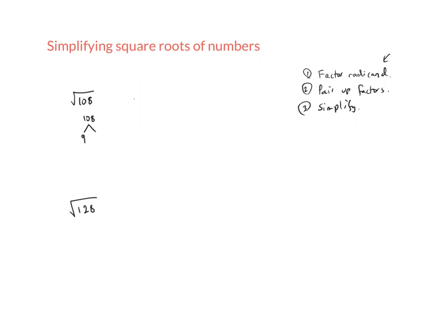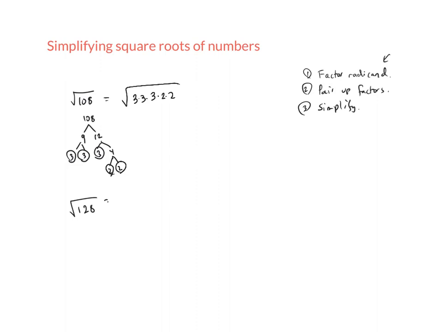9 goes into 108 12 times. Neither of those is prime, so I'm going to keep factoring. 9 is 3 times 3, 12 is 3 times 4, 3 is prime, so is that one, so is that one, 4 is not, so I need to factor that fully. So I've fully factored my radicand. So that's going to be 3 times 3 times 3, 2 times 2.